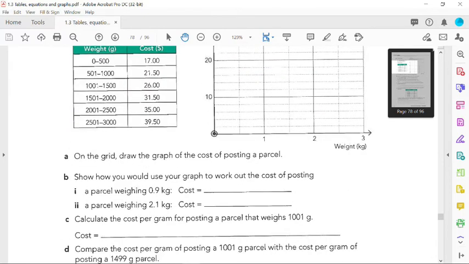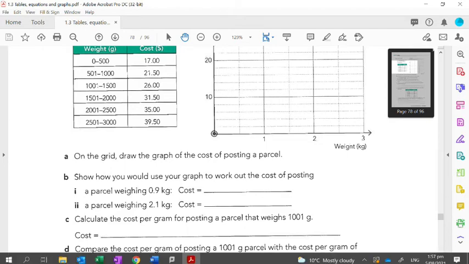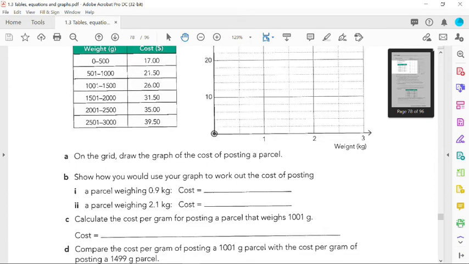Now, show how you'd use your graph to work out the cost of posting a parcel weighing 0.9 kilograms. What would you do? You would follow the x-axis over to the point where it's 0.9 kilograms, and then go up till you hit the line, and at that line, you would be able to determine the cost. Right? Just like any other graph. And then one weighing 2.1 kilograms. Go to 2.1, go up until you hit the line, and there you'd go. Yeah? All right. Calculate the cost per gram for a parcel that weighs 1,001 kilograms.